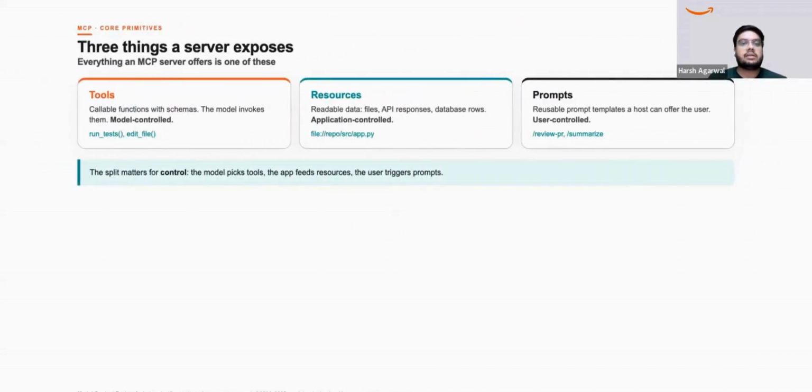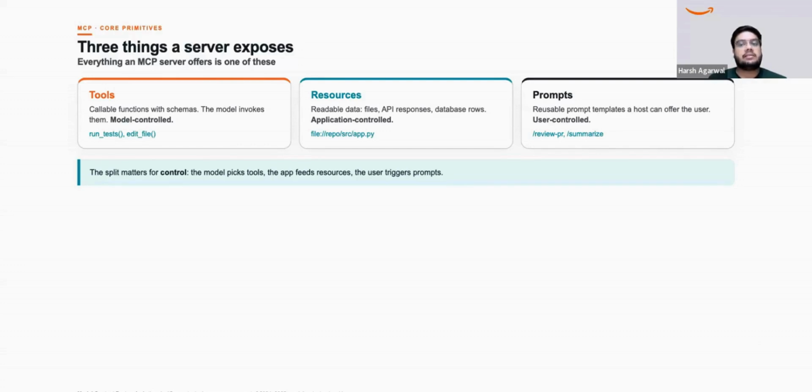And so basically, an MCP server exposes many capabilities, but there are exactly three kinds. And the distinction actually really matters because we need to see who's in control. So basically, tools, which are the callable functions with schemas, and basically what we have discussed in the first section also. The key thing is that tools are model controlled, and the model decides to call them: run the tests, edit the file, and the sequence is decided by the model. Then come resources, which are readable data: your files, your API responses, and database rows, and these are application controlled. Your app decides what data to feed in.